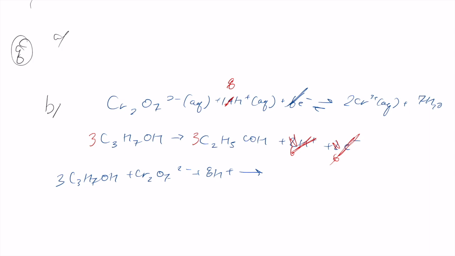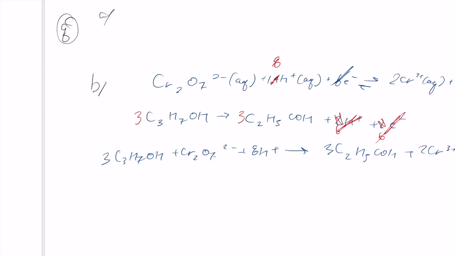This forms the product 3C2H5COH plus 2Cr3 plus 7H2O. That's what I got. Hopefully that's right. So that's the balanced equation.